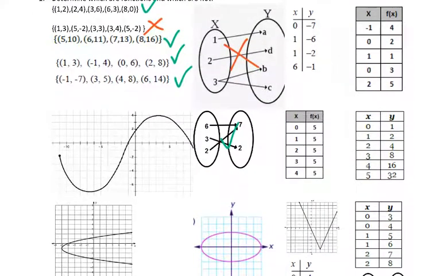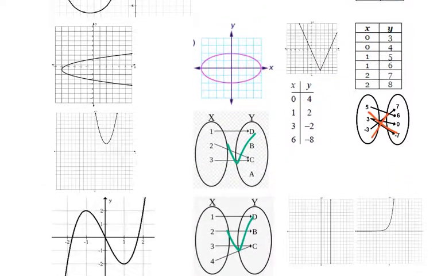Alright, so tables, again, scan here. If we see the same input with different outputs, not a function. Okay, same inputs, different outputs, not a function. Okay, that one, they can all go to the same output as long as they're different inputs. Okay, this one also good.